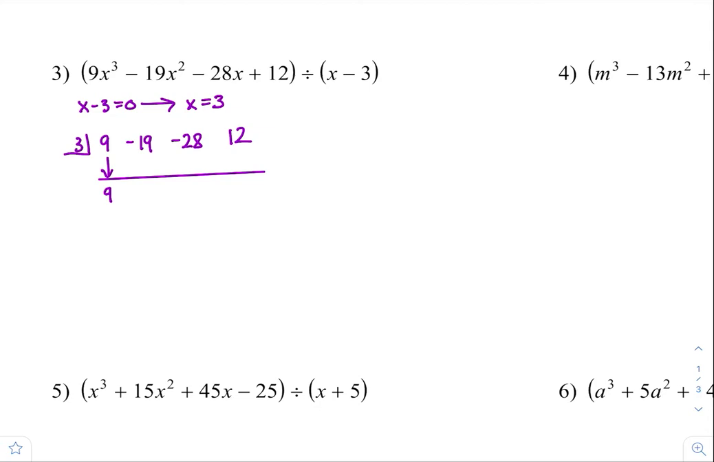So 9 times 3 is 27. Negative 19 plus 27 is 8. 8 times 3 is 24. 24 plus negative 28 is negative 4. Negative 4 times 3, negative 12.